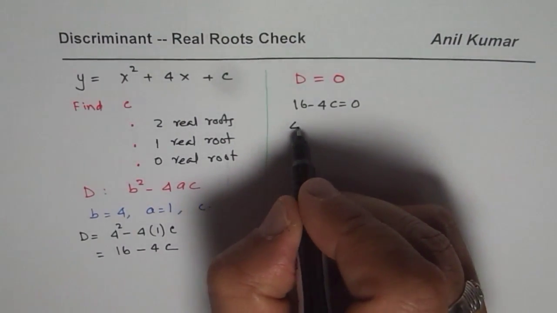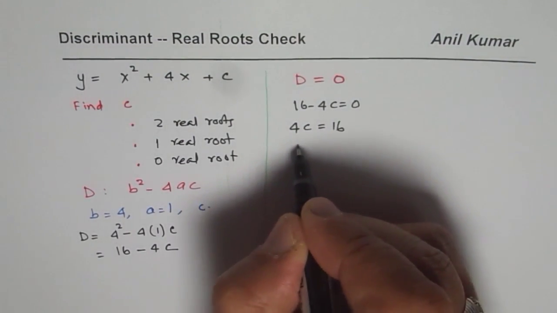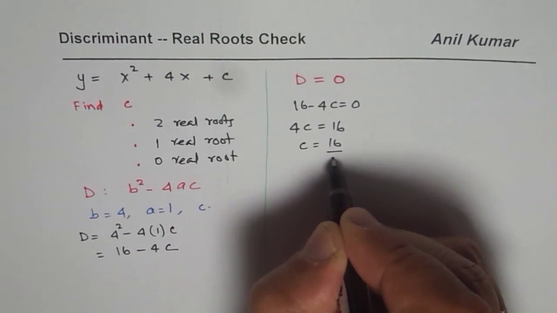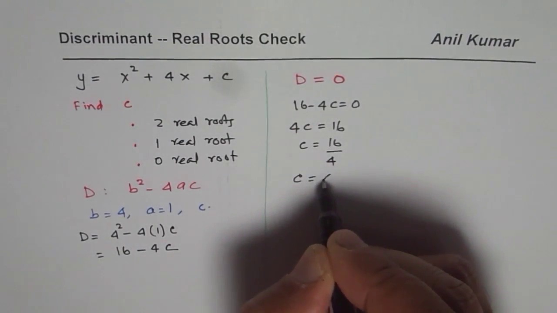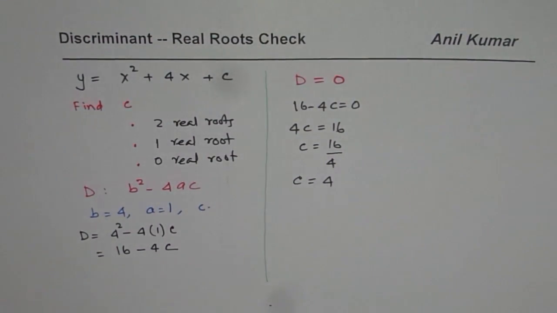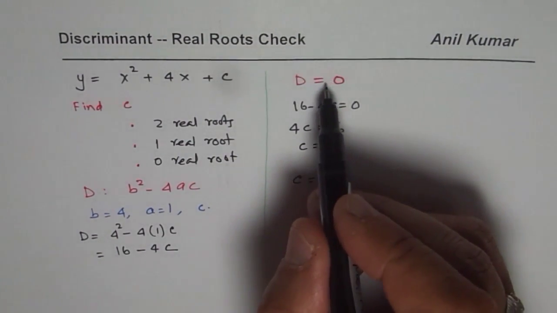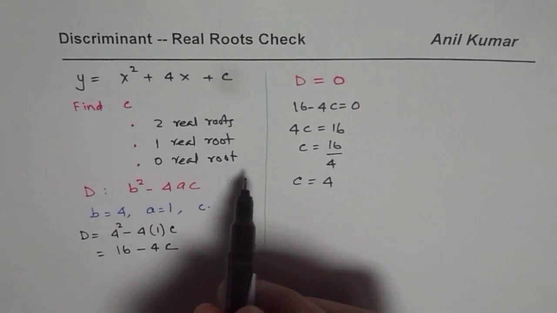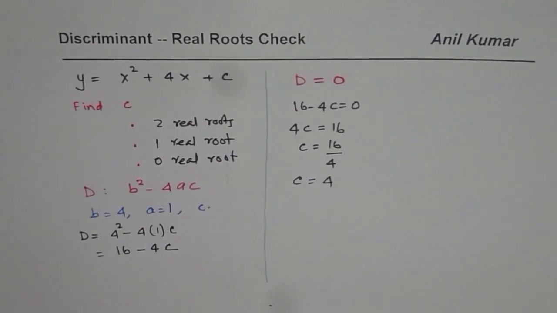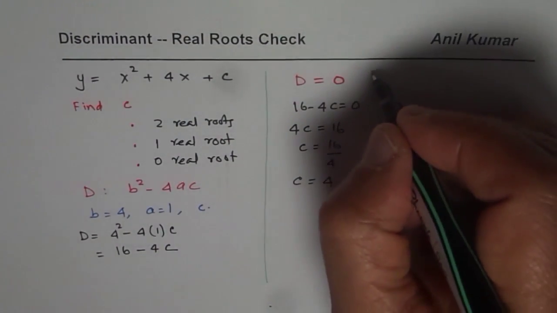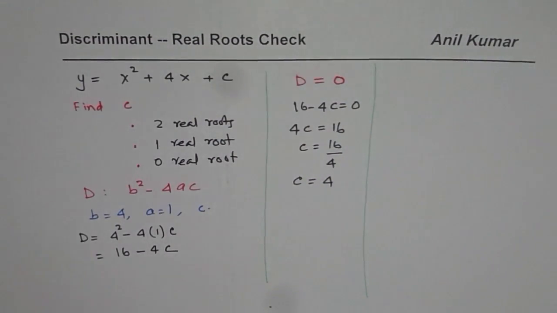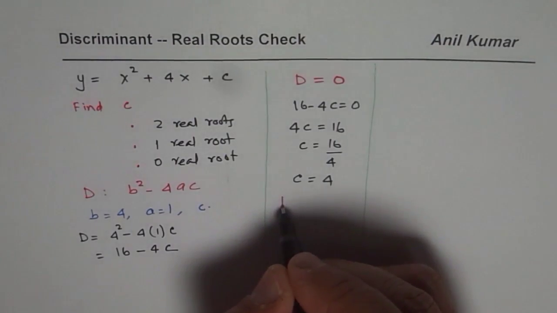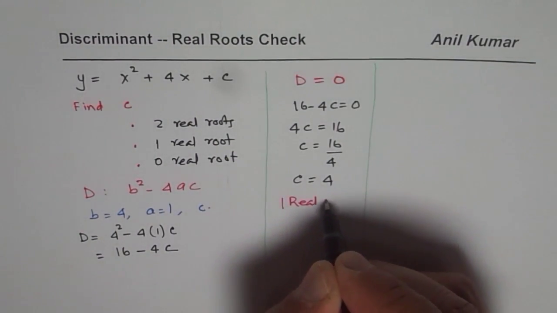Or that is to say 4c equals 16, or c equals 16 over 4, or c is equal to 4. So if c is equal to 4, then we have discriminant as 0, and if discriminant is 0, then we have one real root, right? So for the value of c equal to 4, we get one real root.